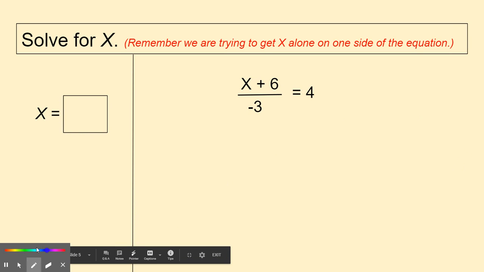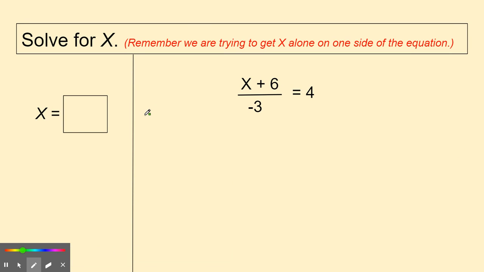Ooh, now we have a different type of problem that is going to use multiplication and division. We're still trying to get x alone. We'll always start by drawing our line down our equal sign to separate the equation out. What this on the left-hand side says is x plus 6 divided by -3.